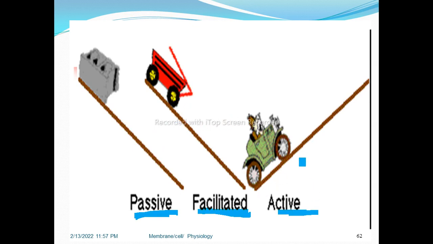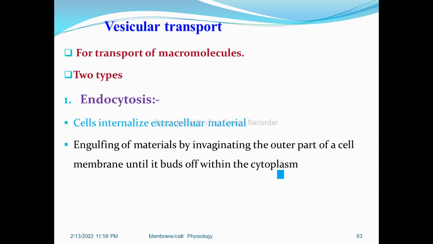Active transport goes uphill against the concentration gradient, from lower to higher concentration, so it uses energy, like cars that use fuel or gas. This one didn't use fuel or gas. Similarly, active transport uses ATP or energy. So this is an important example for cellular transportation.